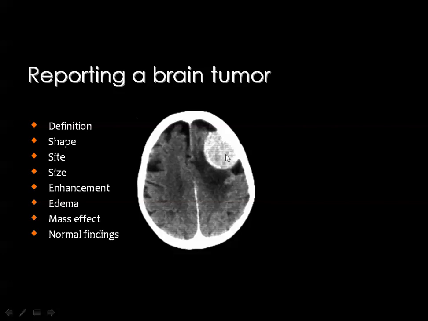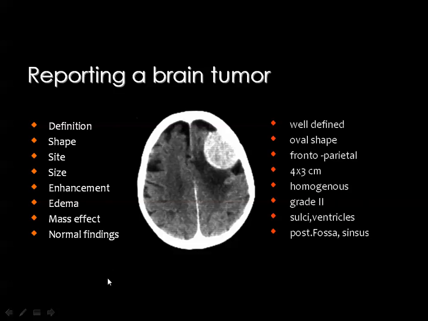then the lesion and the edema exert a mass effect in the form of effacement of the cortical sulci, compression of the ventricle, shift of the midline structures. Then finally, you mention something about the normal findings, like if the paranasal sinuses are clear or not, if the posterior fossa is free or not. And these are the items to be included in the report.